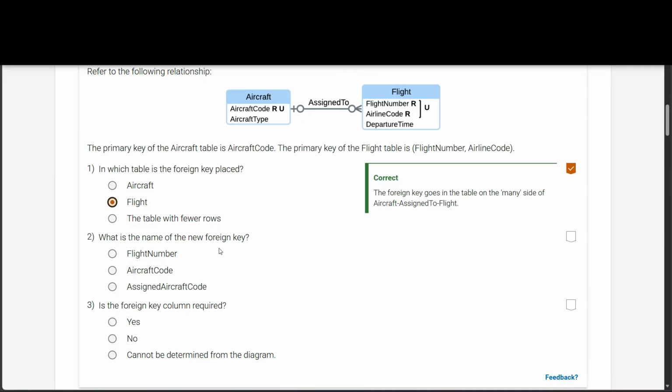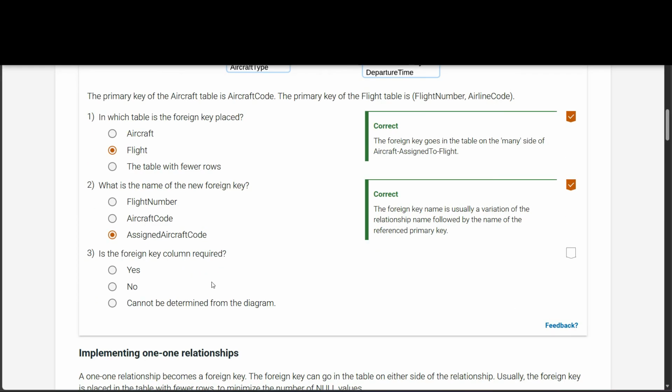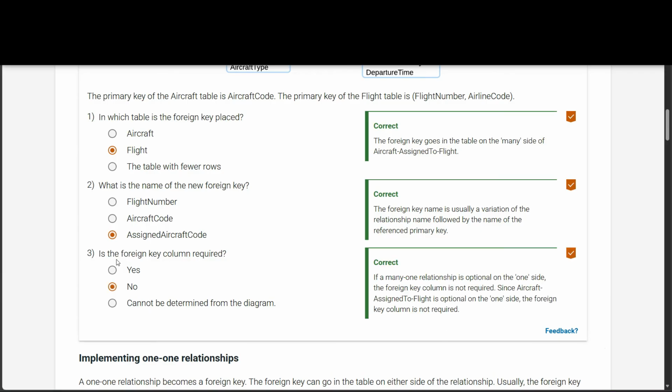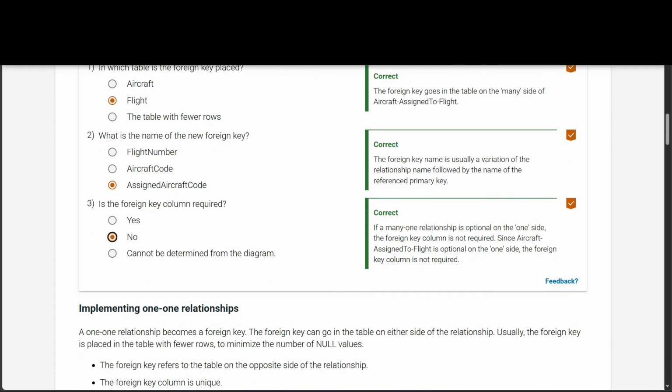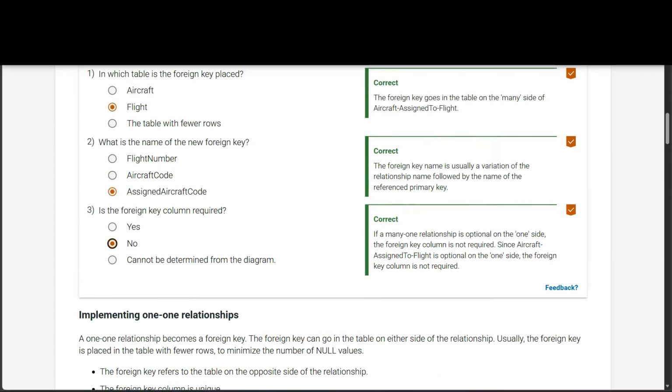So what is the name of the new foreign key? So the new foreign key will be assigned aircraft code. So is the foreign key column required? So the correct answer is no, because if a many-one relationship is optional on one side, the foreign key is not required. So since aircraft assigned to flight is optional on one side, the foreign key column is not required.